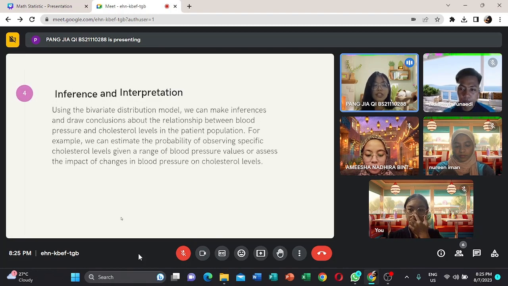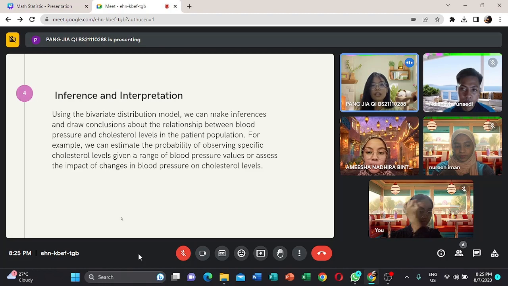The fourth step is inference and interpretation. Using the bivariate distribution model, we can make inference and draw conclusions about the relationship between blood pressure and cholesterol level in the patient population. For example, we can estimate the probability of observing specific cholesterol level given a range of blood pressure values or assess the impact of changes in blood pressure on cholesterol level.